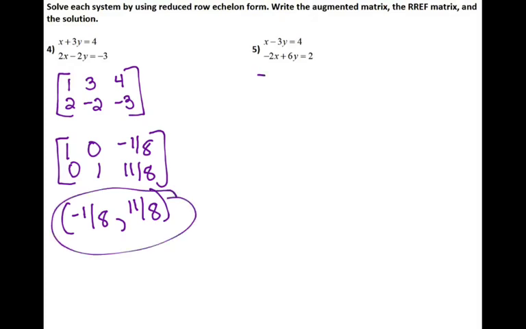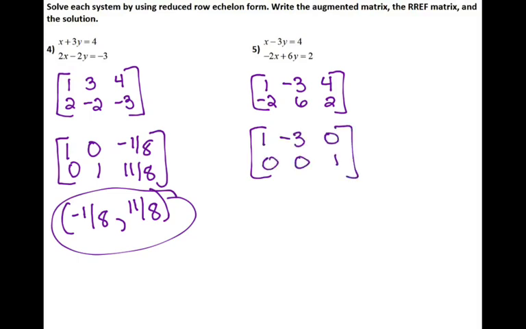For my next one, doing the same thing. So I have 1, -3, 4, -2, 6, and 2. I'm going to put that into my calculator. 1, -3, 4, 2, -2, 6, and 2. And that gives me 1, -3, 0, 0, 0, 1. So if I look at my last row, that is telling me that 0 equals 1, which is never true, so this one has no solution.